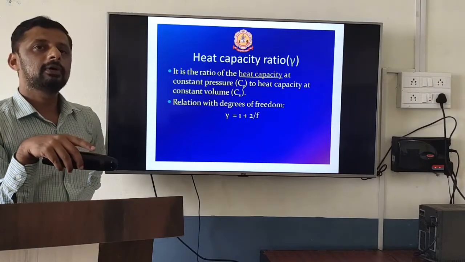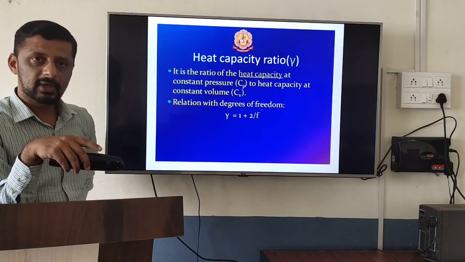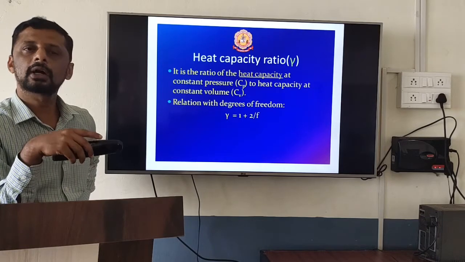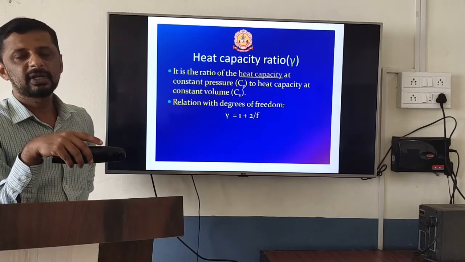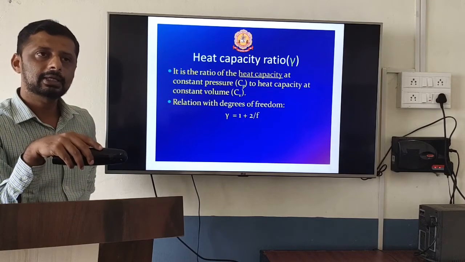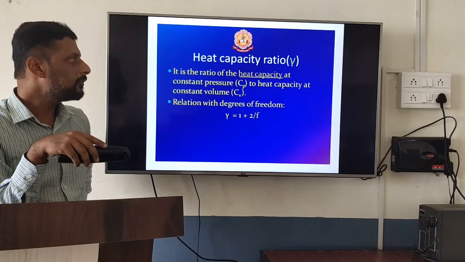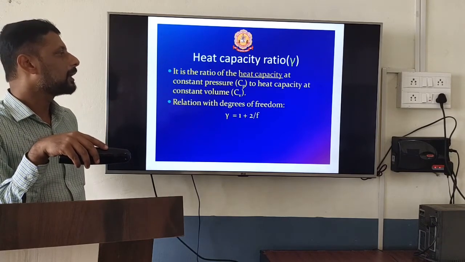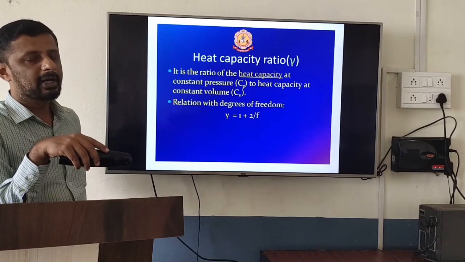Next, you studied about Cp as well as Cv. The ratio of Cp to Cv, the ratio of specific heat of gases at constant pressure to specific heat of gases at constant volume, is always a constant. That constant is called the ratio of specific heat. That is nothing but the heat capacity ratio, gamma. Gamma is equal to Cp divided by Cv.